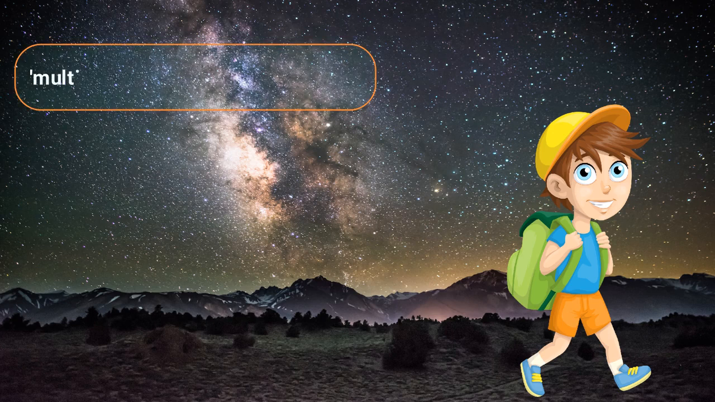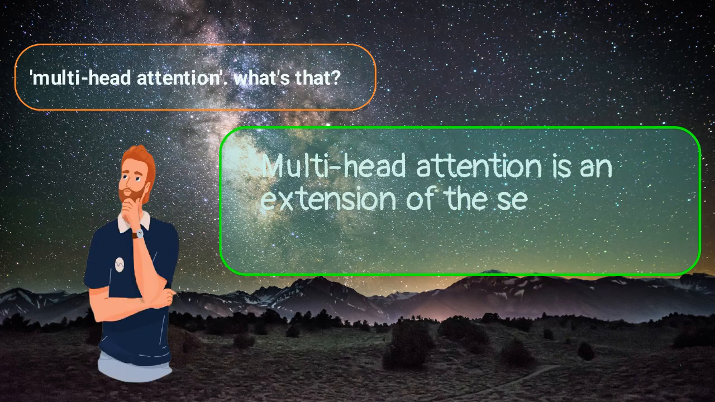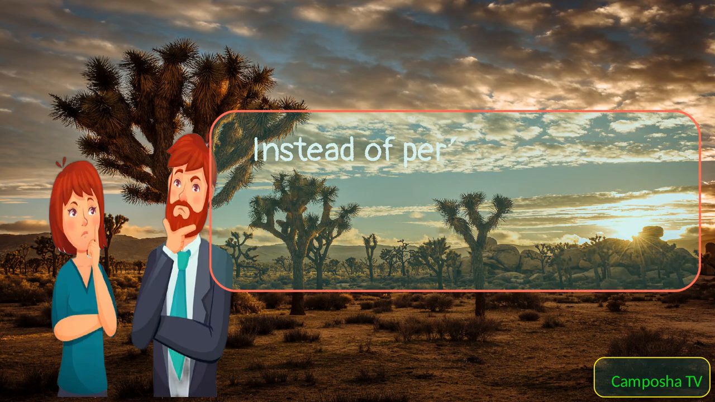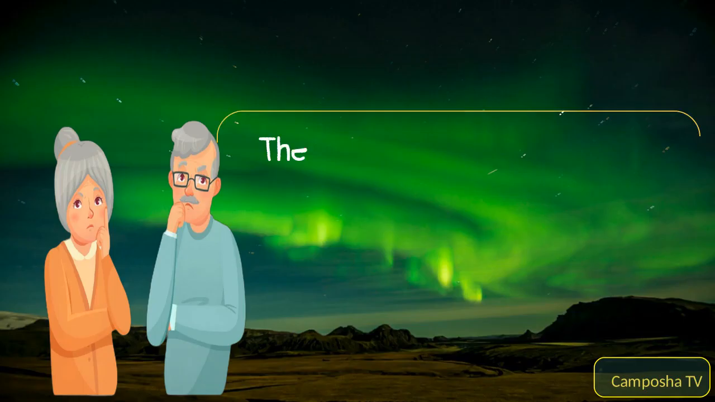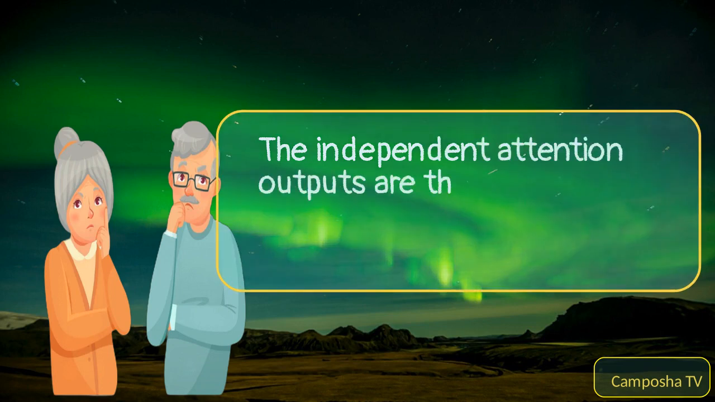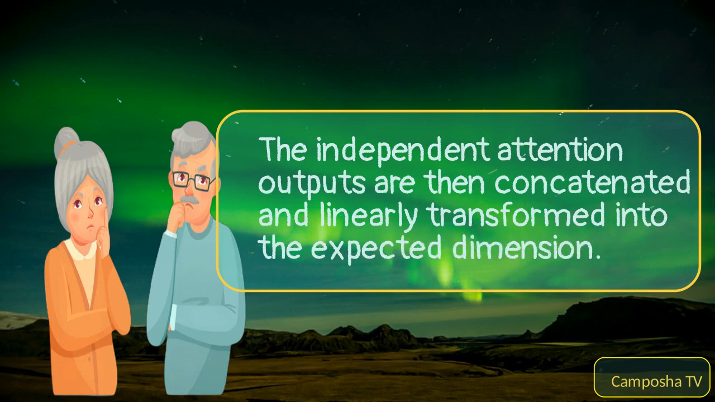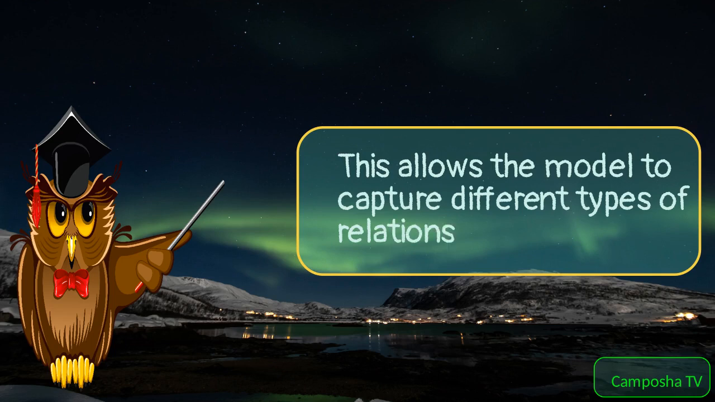This is fascinating. But I've also heard about something called multi-head attention. What's that? Multi-head attention is an extension of the self-attention mechanism we just discussed. Instead of performing the attention mechanism once, the transformer does it multiple times in parallel. The independent attention outputs are then concatenated and linearly transformed into the expected dimension. This allows the model to capture different types of relationships in the data.